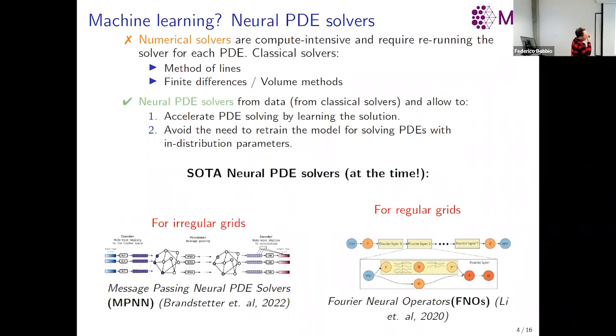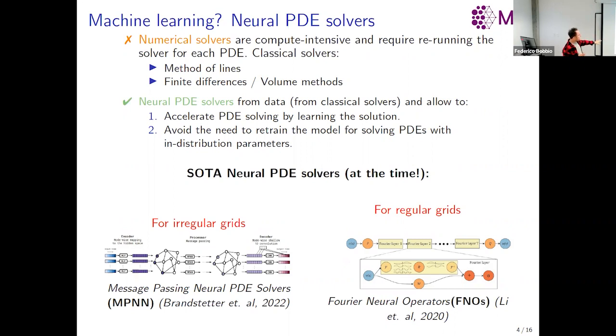Why use machine learning? It's nice because if you have the data from classical solvers, that's the thing, you still need the data generated by the classical solvers, and then you can learn how to estimate the solution, and then you don't have to do it again. It's basically faster. You can learn the solution directly from the data generated by classical solvers. And there are ways to create new data, to augment the data from the classical solvers. So it's still faster, and you don't have to retrain the model for solving PDEs with in-distribution parameters. So basically, in the last 2 years, I would say there is a hype in machine learning for trying to do this.